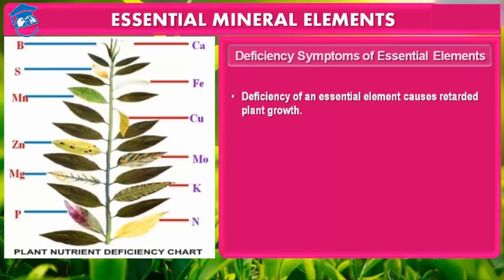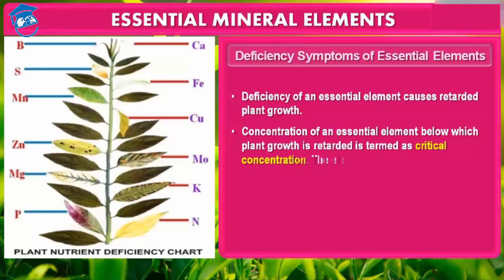Since each element has one or more specific structural or functional roles in plants, in the absence of any particular element, plants show certain morphological changes, or you can say that they show deficiency symptoms. So deficiency of an essential element causes retarded plant growth, students, or they show some morphological changes. These morphological changes are indicative of certain element deficiencies and they are called deficiency symptoms, students.